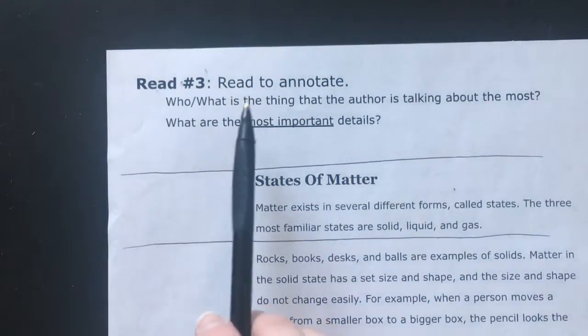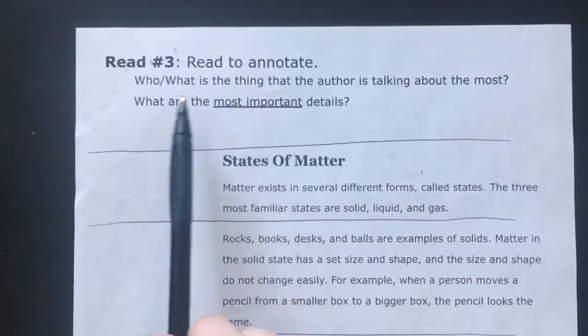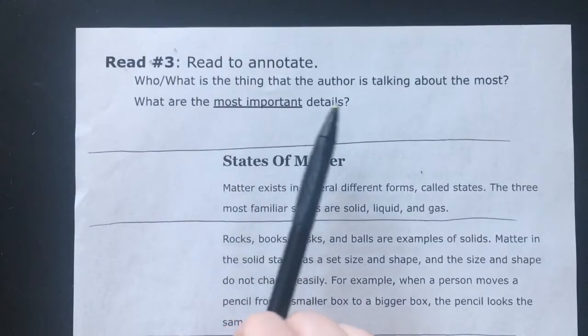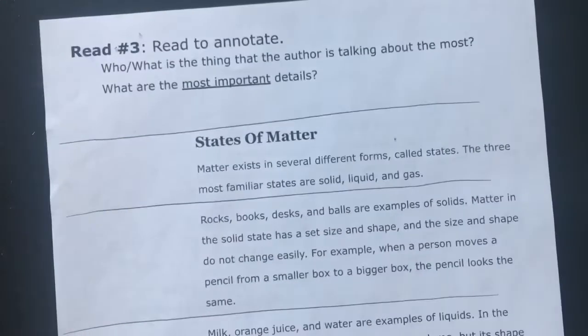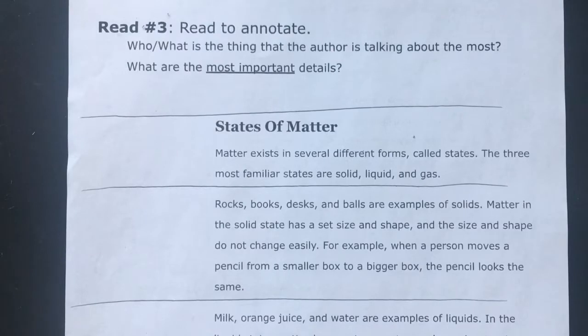Read number 3. Read to annotate. What is the thing that the author is talking about the most? What are the most important details? So I already know that this text is going to be talking about states of matter. I know the first and last sentences, and I have my chunk text.